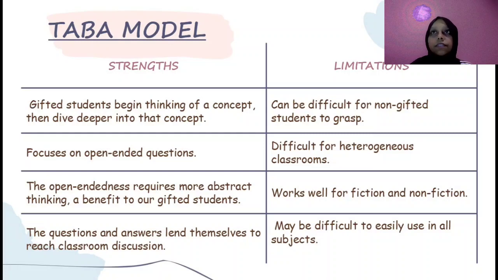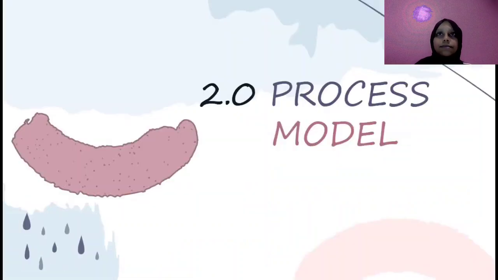But the limitation for this model is that it can be difficult for non-gifted students, like the average or behind students, to come up with the thinking skills and problem-solving ability. It is also difficult for a heterogeneous classroom. It works well for fiction and non-fiction, but it may be difficult to use easily in all subjects.